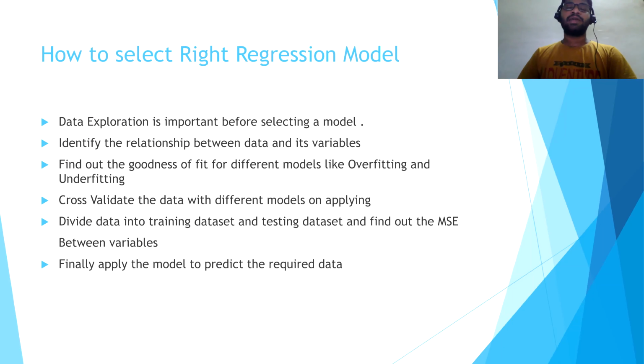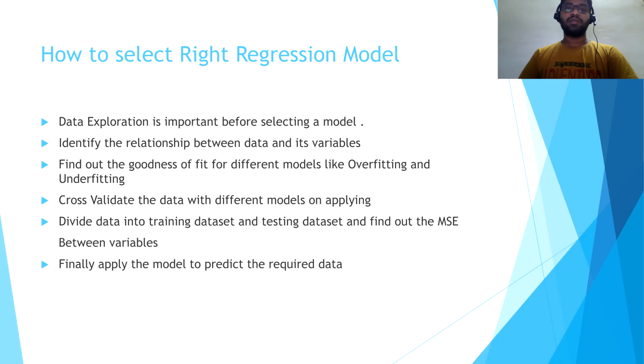Now the main thing is how to select the right regression model, guys. This is very important. Whenever any problem scenario occurs, we are going to apply machine learning models, right? What model or which model we need to apply is important for an ML developer. These are some basic steps that an ML developer needs to know, like data exploration. Data exploration means we need to analyze the data, like what data is given and what the variables are, and we need to identify the relationship between the variables of the data, and also we should find out the goodness of fit for different models, like overfitting and underfitting.